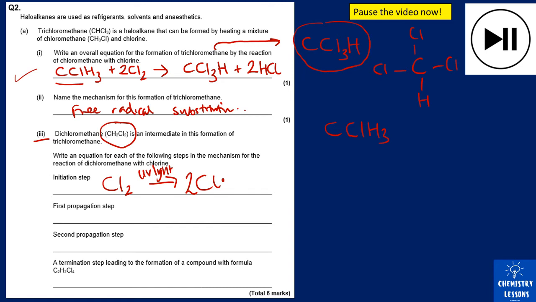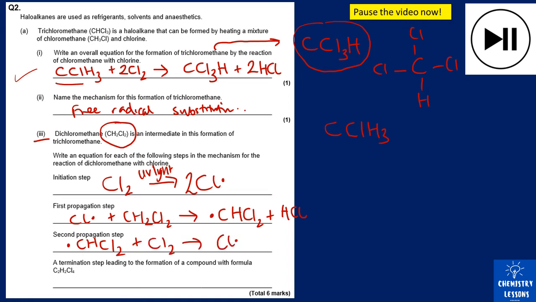The first propagation step then uses your chlorine free radical with dichloromethane, and it's going to produce a radical, the CHCl2, so it takes off your HCl at this point. There's your first propagation. Your second propagation is that free radical that you've just produced with another chlorine molecule, and your chlorine free radical is regenerated, and we'll end up with CHCl3.